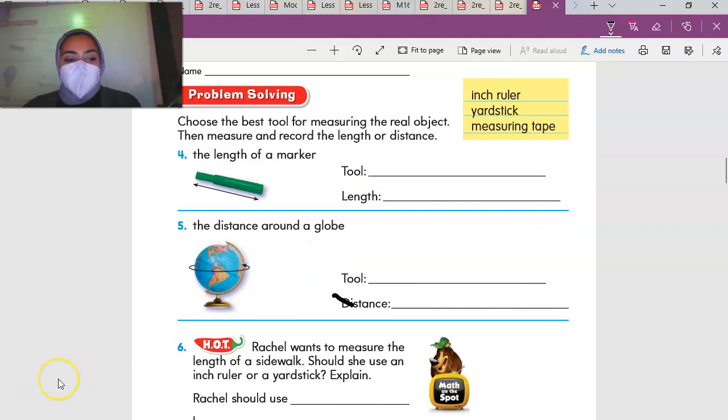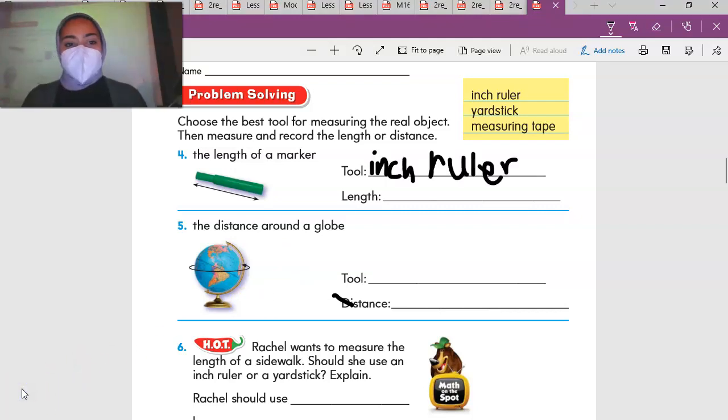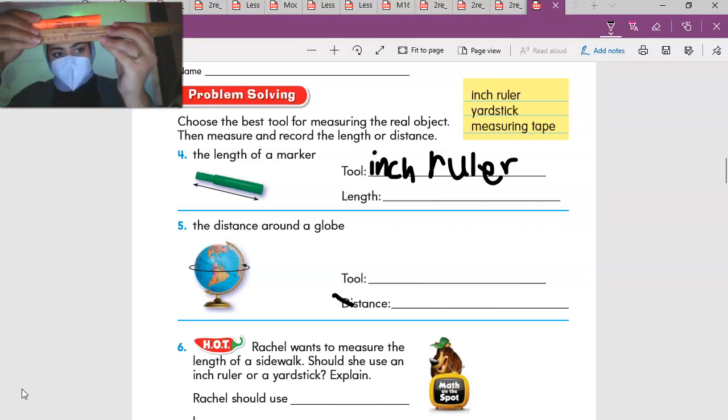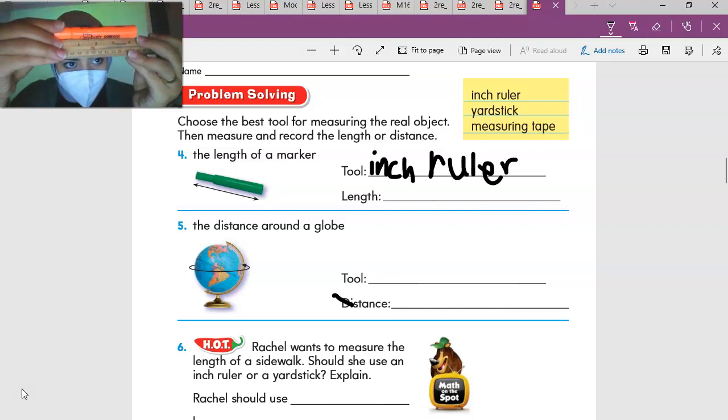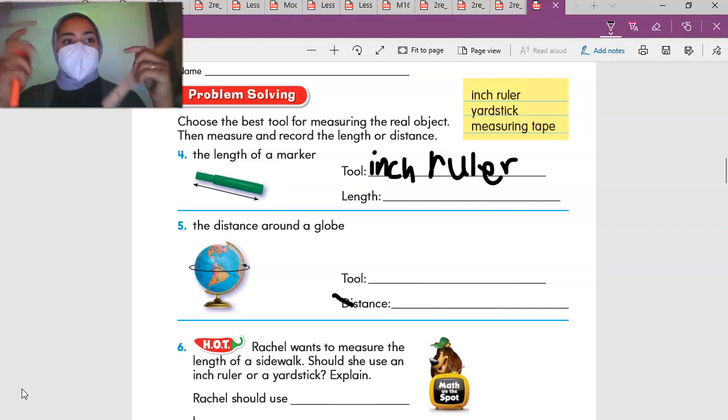Mine is 4, so I'm going to write 4. If yours is 3, write 3. If yours is 5, write 5. Again, it shouldn't be anything bigger than 5, though. Okay? So mine's 4 inches. The tool that we're going to use for a globe is a measuring tape. So you can go ahead and write measuring tape here. And we don't know the distance.